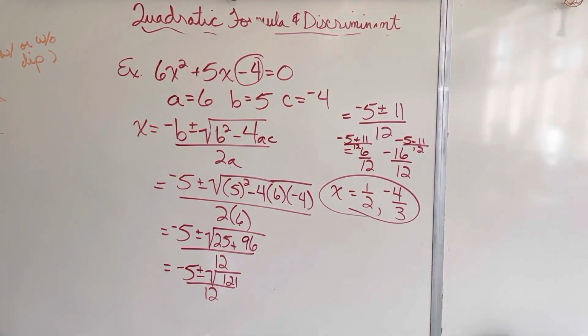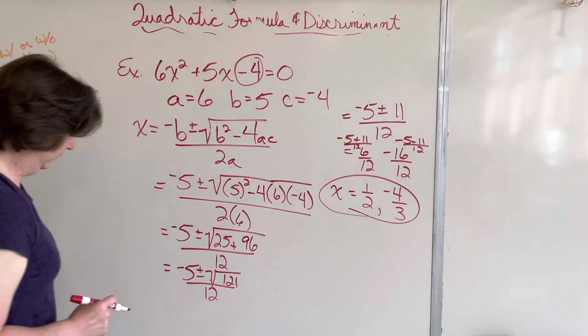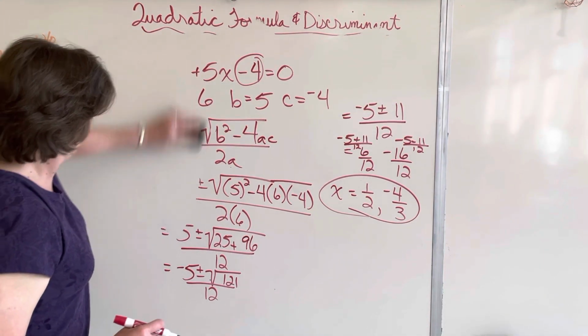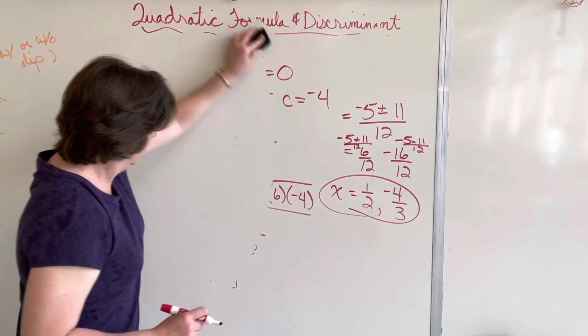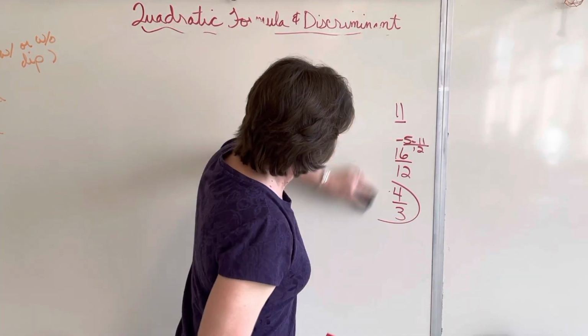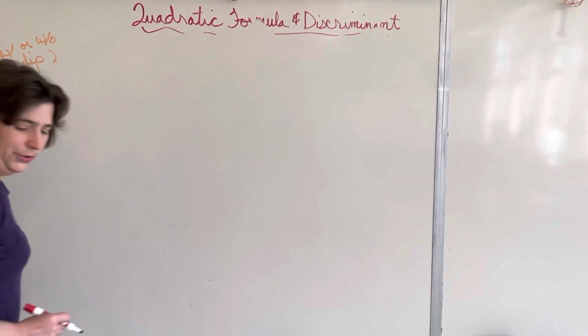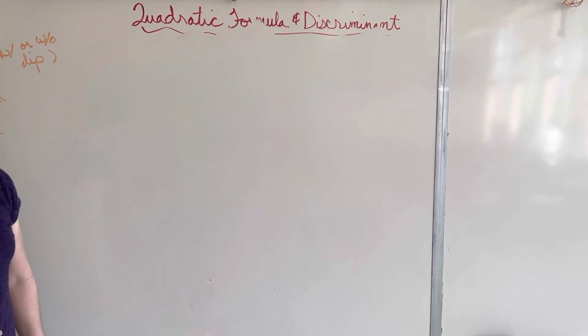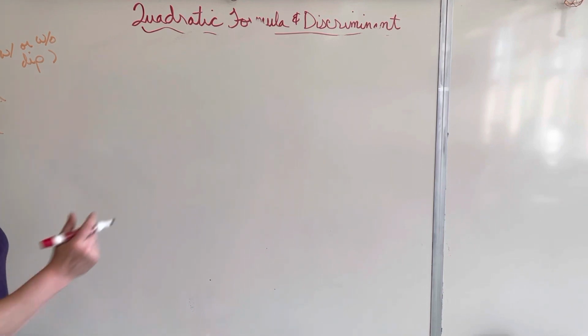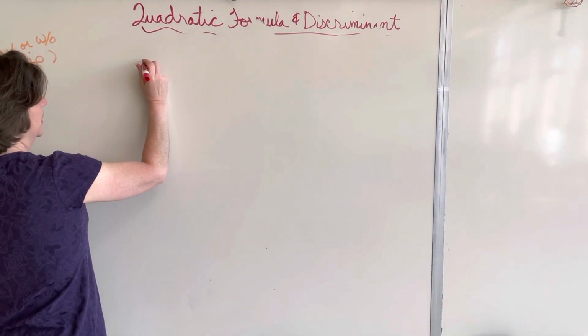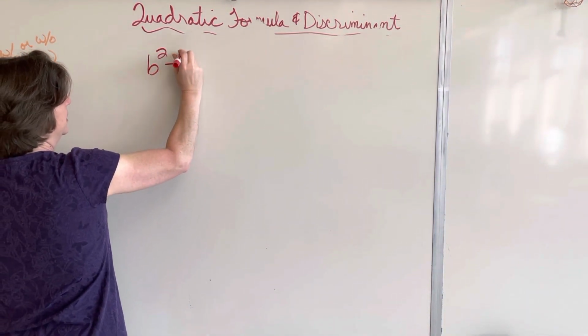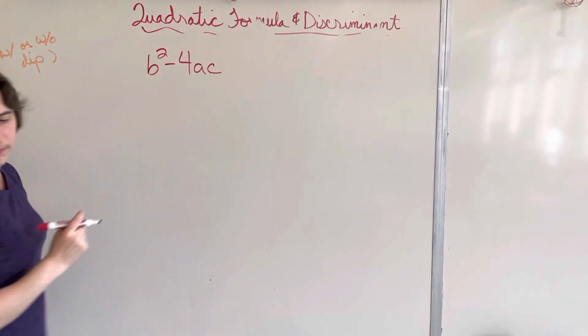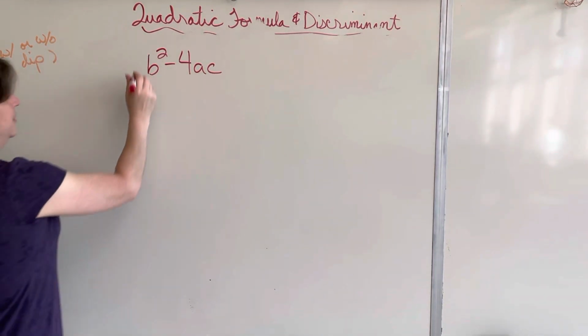The second part of what you're learning today is called the discriminant. The discriminant is useful because it tells you how many solutions you will have. The discriminant is just the part that's under the square root sign. So it's b squared minus 4ac. That is your discriminant.